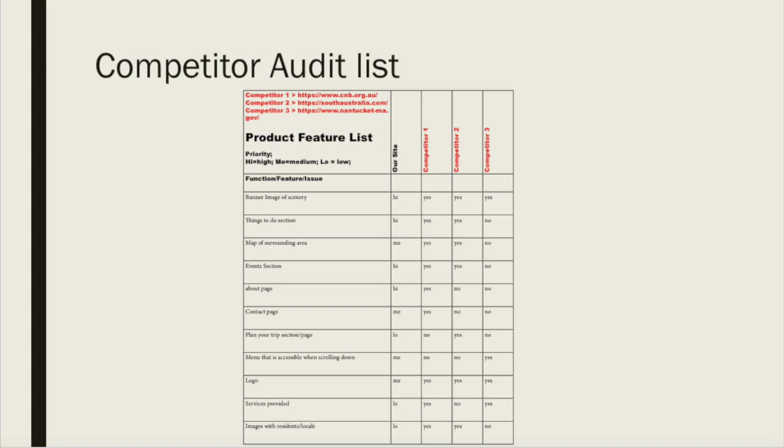The competitor audit list is also used to see what common tropes tourist websites display. A lot of the features I have mentioned before, including a logo, banner image and a things to do section. This also allows me to decide on what information is most necessary through the analysis of competitors' websites and the information that they choose to display.